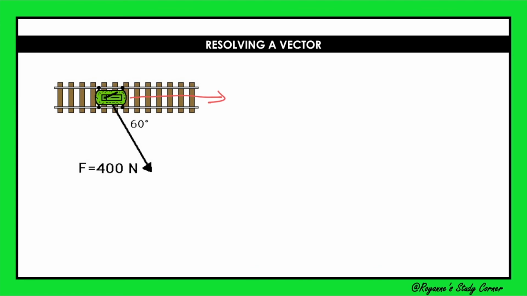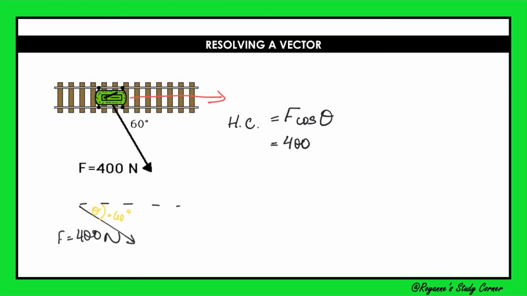So let me just draw this. We have this as the resultant, which is 400 newtons, and we have the horizontal here, and theta is this here, which is 60 degrees. We just derived the formula, so all I'm going to do now is use that formula. For the horizontal component, which I'm just going to write as Fx, the horizontal component is F cosine theta. F in this case is 400 newtons. Theta is 60 degrees.